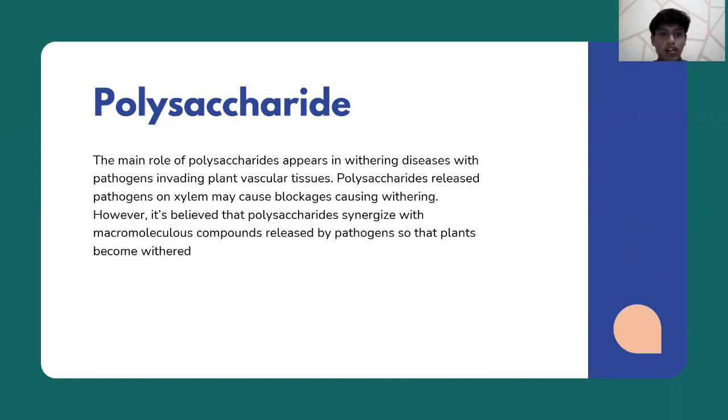Polysaccharide. The main role of polysaccharide appears in wilting disease, where the pathogen fights plant vascular tissues. Polysaccharide released by the pathogen in the xylem may cause blockage, causing wilting. However, it is believed that polysaccharide synergizes with macromolecule compounds released by the pathogen so that the plant becomes wilted.